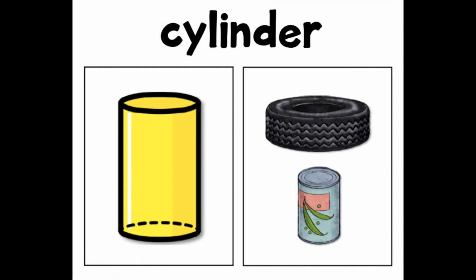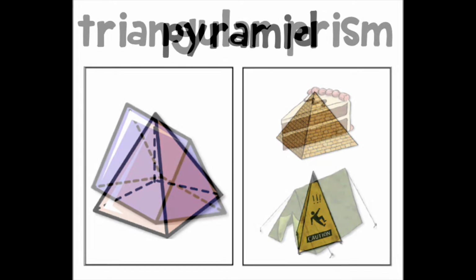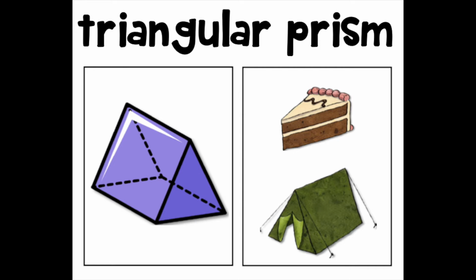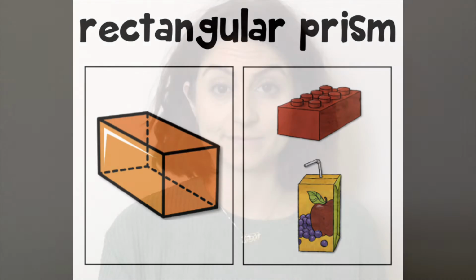Cylinder. It's like the shape of a car tire or a can of food. Here is a pyramid. It's like the pyramids from Egypt or a caution sign to be careful not to slip. This 3D shape is called a triangular prism. It's like a piece of cake or a camping tent. And here is a rectangular prism. It's the shape of a Lego or a juice box. Now that we learned the 7 basic 3D shapes, it's time for some practice.